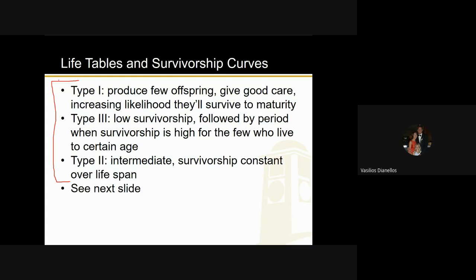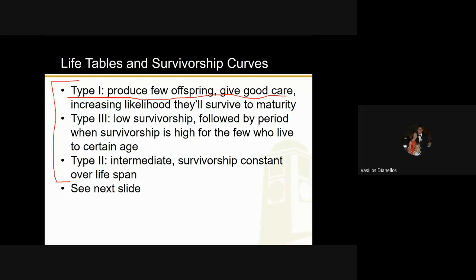Also, something I didn't mention, but I'm going to bring this back up later too. It's not just the survivorship. There are other things that are pretty typical with these types of survivorship. So for type 1, for example, they produce few offspring that get good care. So humans, relatively speaking, provide great care to their offspring, and they don't have many of them, right?